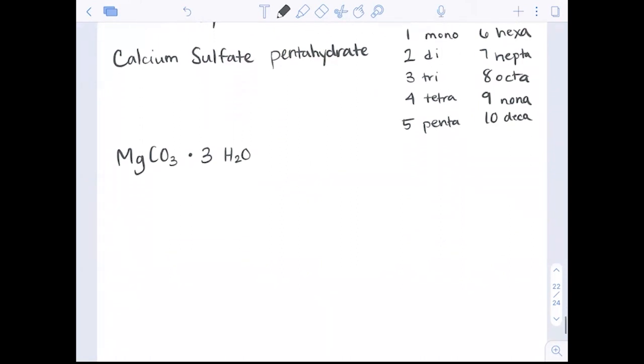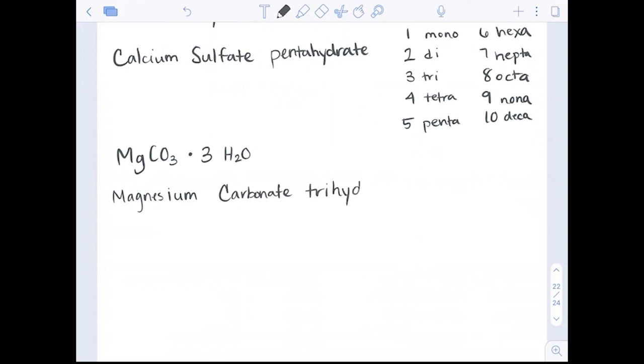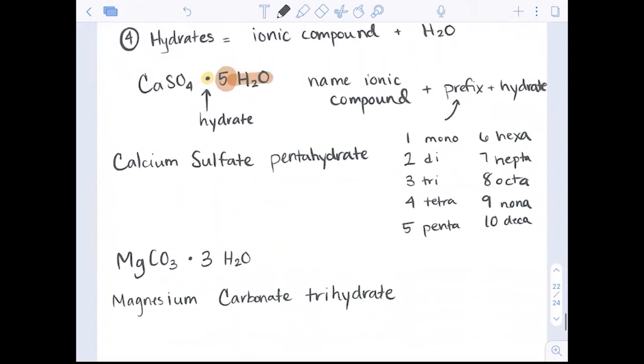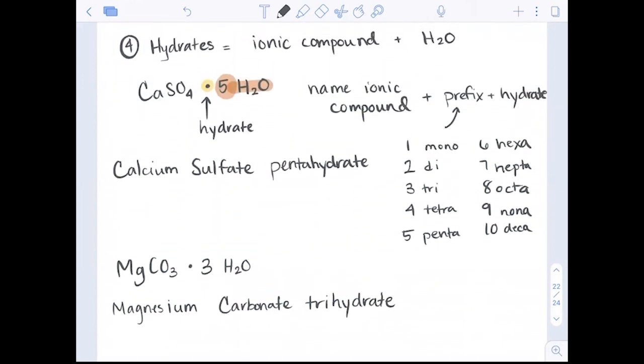We see again a main group cation, magnesium. We see a polyatomic. That's very common for these, not required, but common. Carbonate, trihydrate. We will practice with all of these namings of ionic compounds in class.